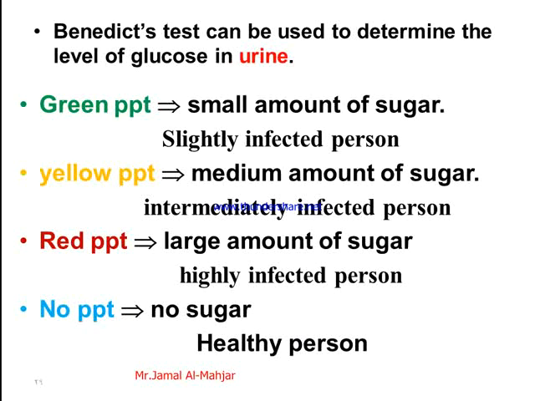Again, if you want to know the amount of sugar in your urine, you have to take urine and add Benedict or Fehling solution, then heat it. If you get a green precipitate, that means you have a small amount of sugar. If you have a yellow precipitate, that means you have a medium amount of sugar. If you have a red precipitate, you have a large amount of sugar. If the color doesn't change, that means there is no sugar.